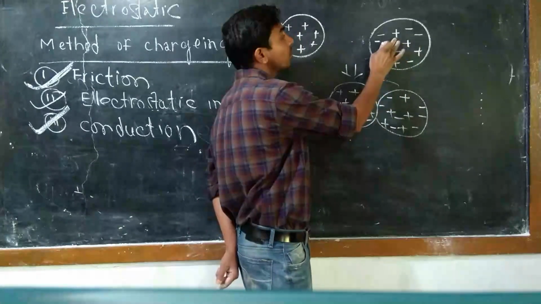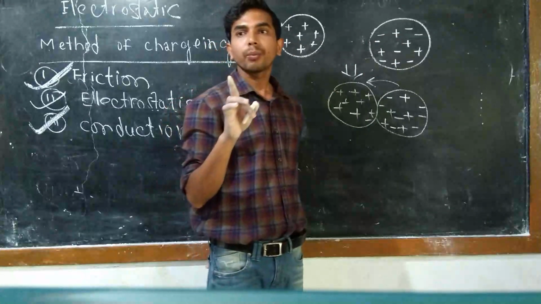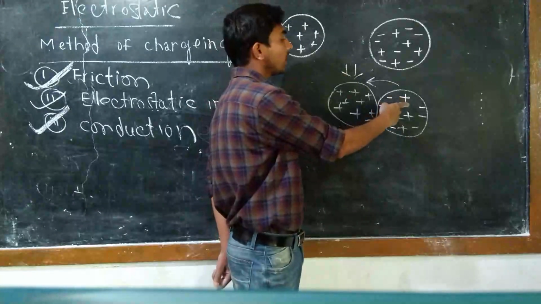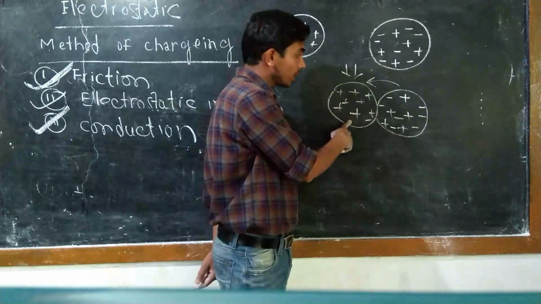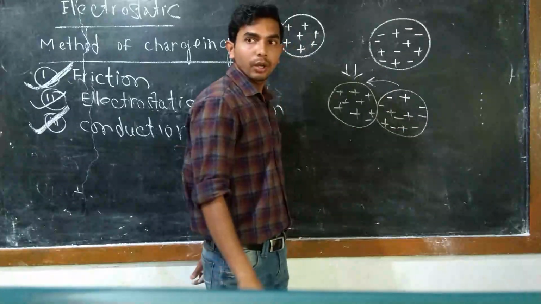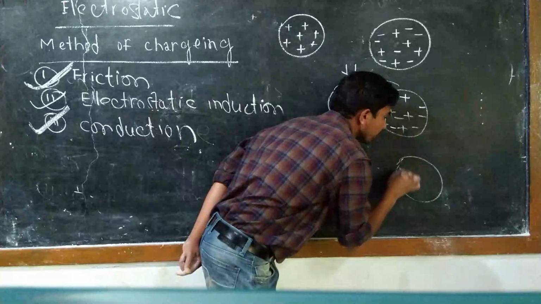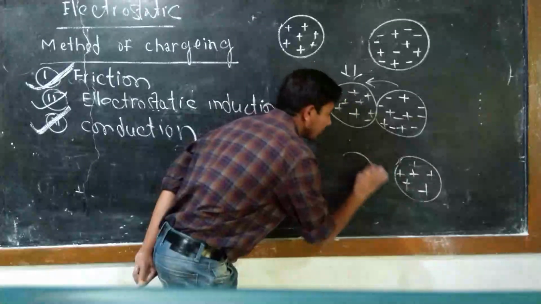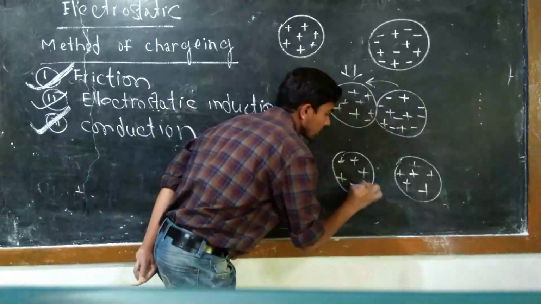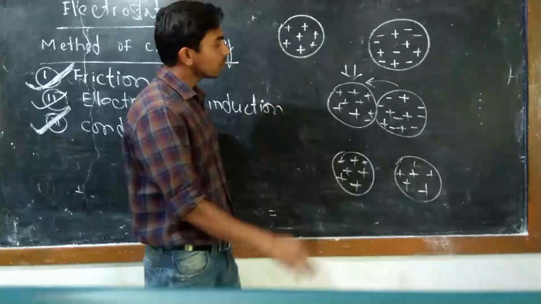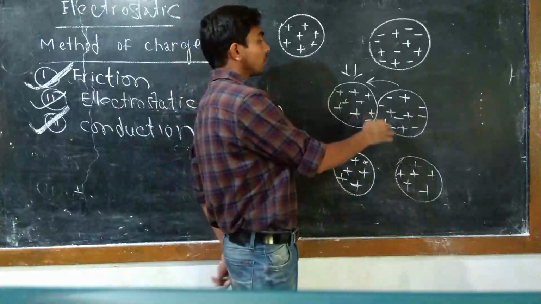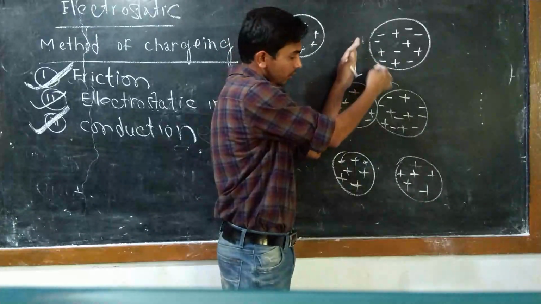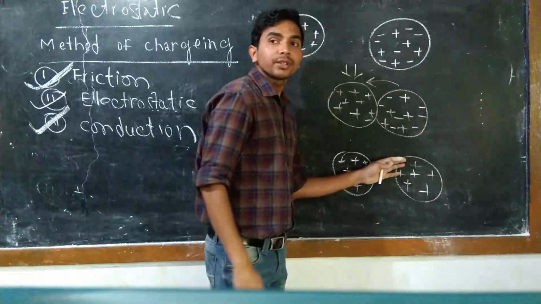Initially it was having an equal number of positive and negative charges. Now what happened? Some negative charges moved to this one, so this body also becomes positively charged. And this one is already positive. So we can see that by bringing this charged body in contact with this uncharged body, the uncharged body is also getting charged.